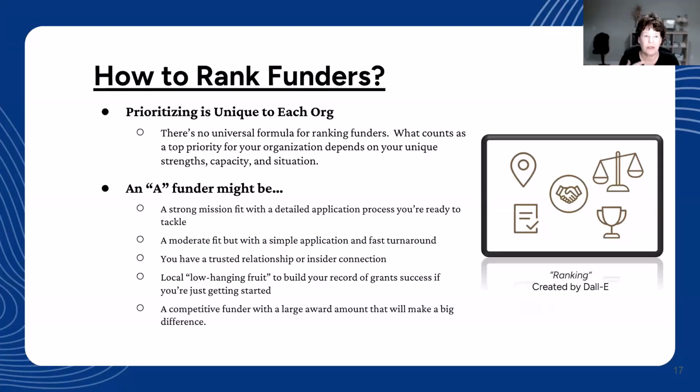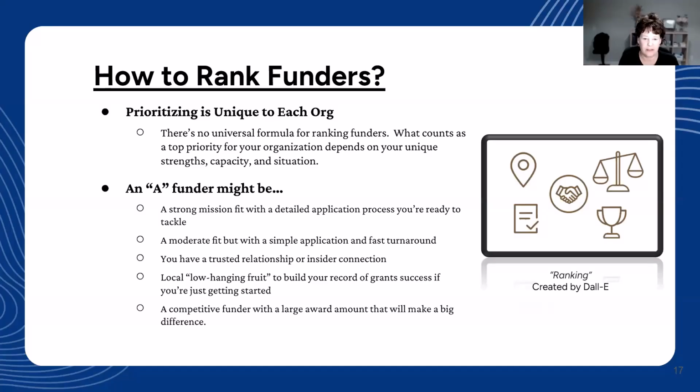But as you're going through, you're going to be identifying what's the most important thing to you. Is it that relationship that you have? Is it when you have time to complete your applications? What are the different situations around what you have going on versus what the funder has going on, and things like that. So an A funder to one organization would be a B funder to another. But an A funder might be one where you have that really strong mission fit.